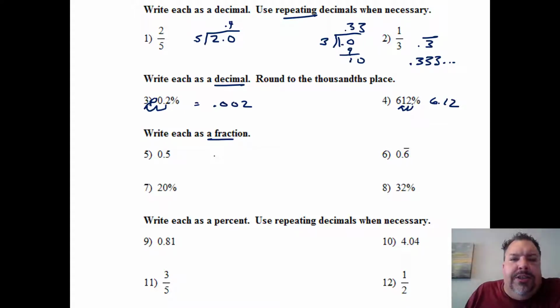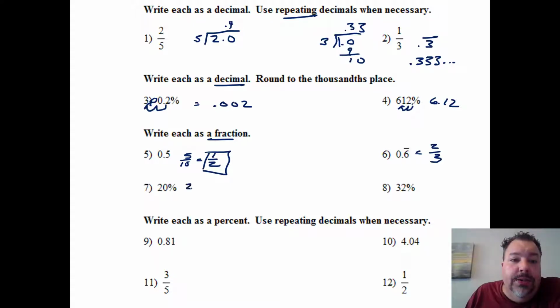The next set here we want to write as fractions. Now 0.5 would be written or said as 5/10. And 0.5 is a common one, that's 50%. That's the same as 1/2. So when you're writing these fractions, make sure they're simplified. 0.6 repeating, that's going to be 2/3.